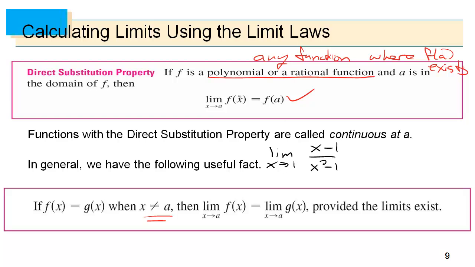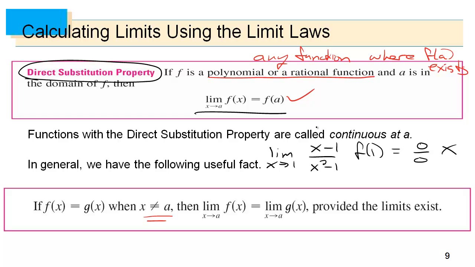Well, the first thing we want to try is the direct substitution property. So we just plug in 1 and we get f of 1 equals 0 over 0, and it doesn't work. We can't evaluate it. So this doesn't help us. But we know down here that if I know a function that's equivalent to this function everywhere except at 1, then maybe I can try it again.